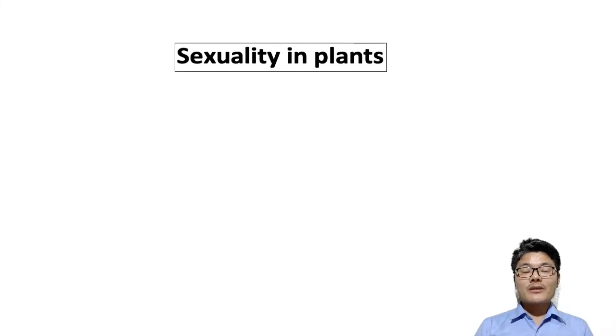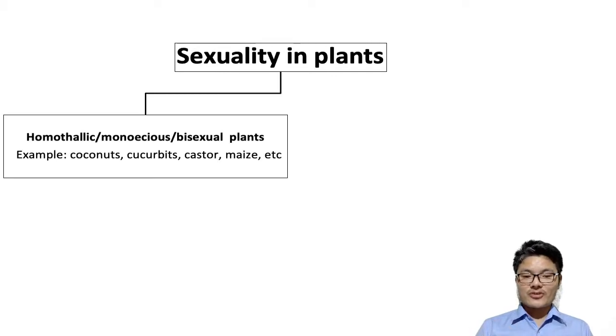Now let's begin by discussing sexuality in plants. Sexuality here refers to sexes or genders in plants. If I make it a little simpler for you, sexes in plants can be bisexual. A bisexual plant refers to a plant having both sex organs, male and female, present within one plant. It is also sometimes known as monoecious.